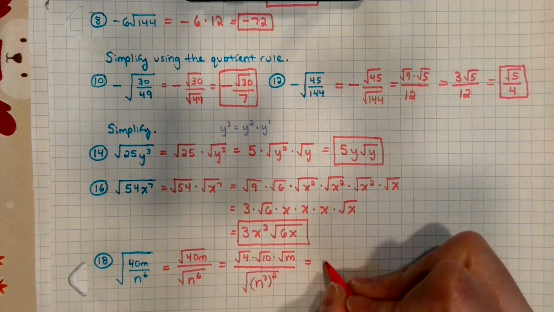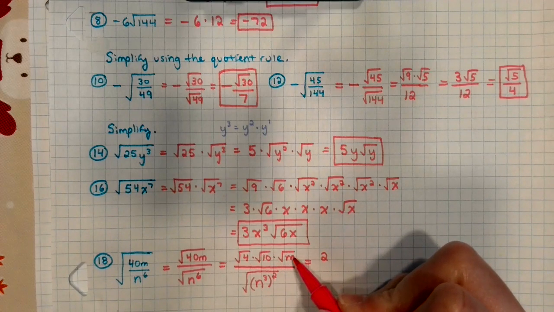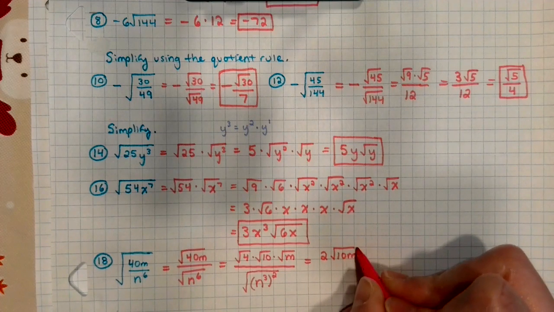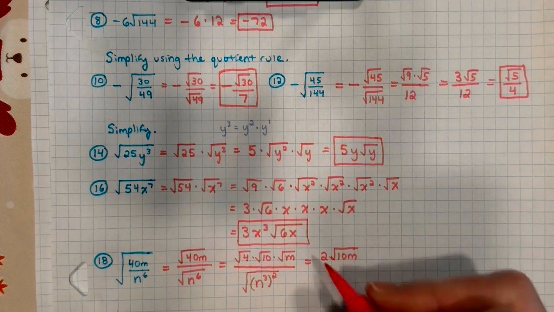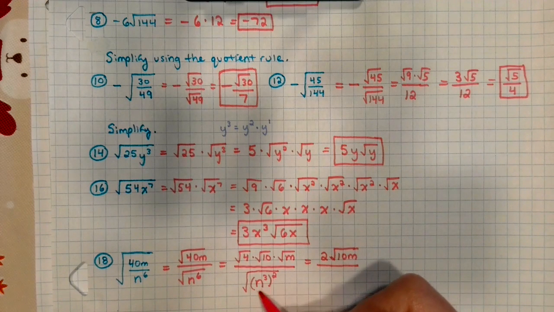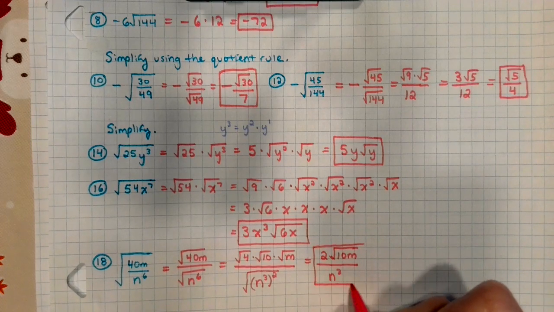So the square root of 4 is 2. And then I actually can't do anything with the square root of 10 or the square root of m, so I'm going to combine those to be the square root of 10m underneath the same radical. And then on the bottom of our rational expression here, we're just going to be left with this n to the 3rd. And that would be the final answer for that question.